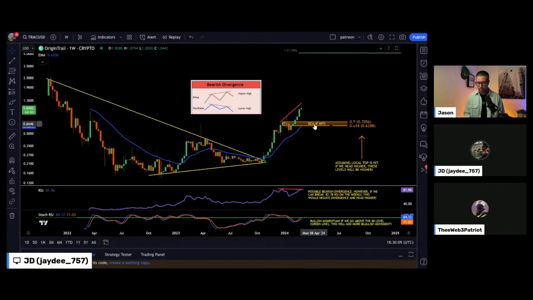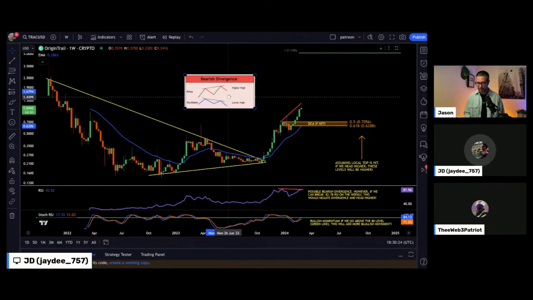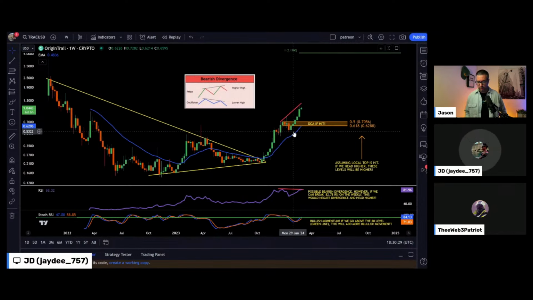If we head down, I expect at least this orange box to get hit, which I'm going to be adding towards my position on TRAC, because it's possible that this bearish divergence can play out, but if it gets negated, ooh, this is going to start moving up very, very fast. It would be an amazing opportunity if we head back down. It sounds like it could be a perfect storm with the technical and with what they're actually doing as far as partnerships and news. It sounds like it could be potentially big.